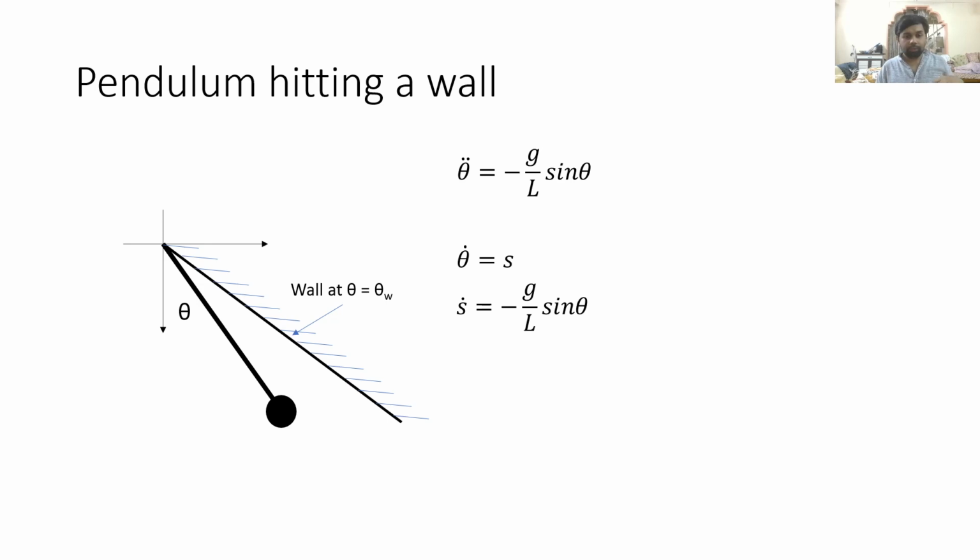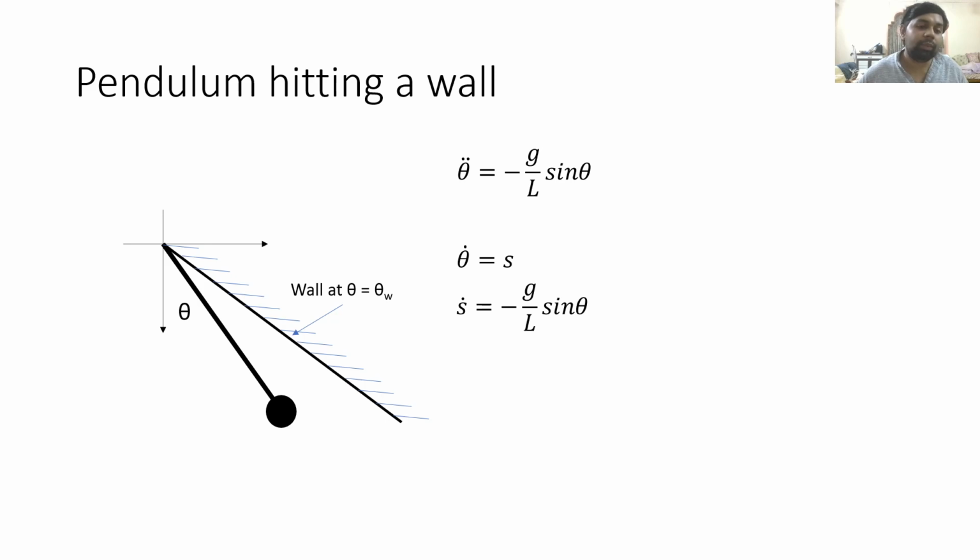There would be a kind of forcing function because of that wall obstructing the pendulum. Suppose we give enough energy to the pendulum initially, like an impulse input, so that it definitely hits the wall. Then there will be an impact.